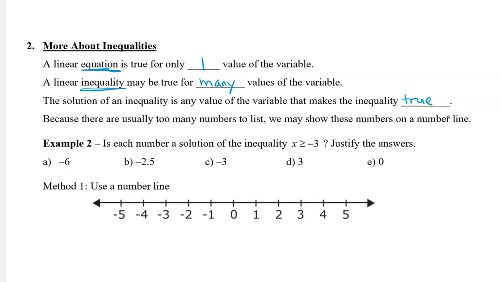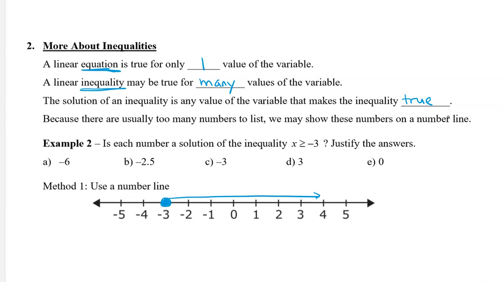So let's take a look at an example. Is each number a solution of the inequality x is greater or equal to negative 3? And justify the answers. So method one, we're going to take a look at using a number line. So our inequality is x is greater or equal to negative 3. So we're going to circle negative 3, and because it's equal to, we're going to color this dot in as well. Greater than means going to the right, because all the numbers bigger than negative 3 satisfy the inequality.